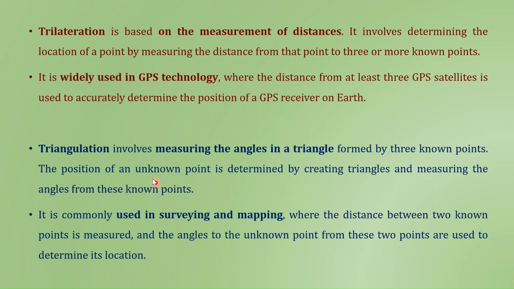So you should remember that in GPS technology, the working principle is trilateration, not triangulation. If you come across any question related to the method used in GPS technology, you should always answer the trilateration method, because triangulation is based on the measurement of angles, while trilateration is based on the measurement of distance. In GPS technology, we are actually measuring the distance of the satellite from the receiver and then determining the position of the GPS receiver.